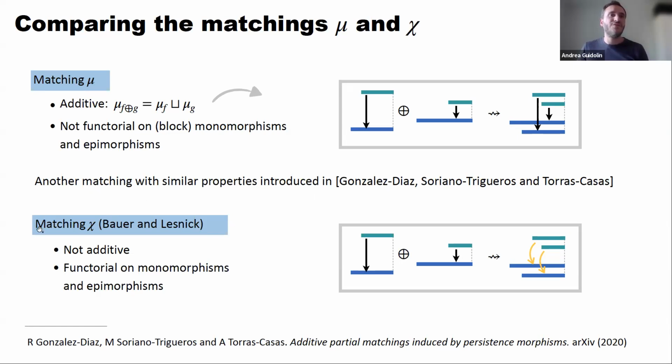So the induced matching by Bauer and Lesnick has different properties. It's not additive, and here is a picture showing why. That has to be compared to the previous situation. Here, if we take the sum of this morphism and this morphism between bars, the matching actually changes because the rule is matching longest bar to longest bar and second longest to second longest. So it's not additive for this reason. However, it's functorial on monomorphisms and epimorphisms, which is also a useful property.